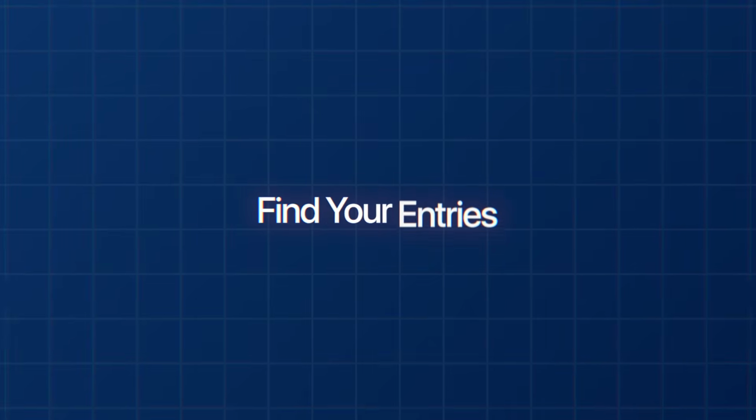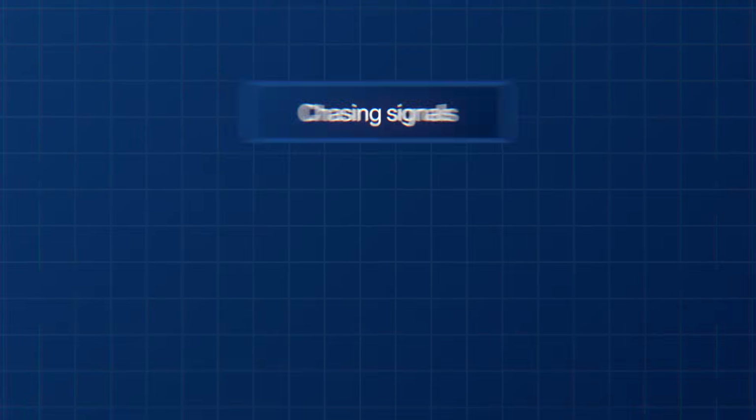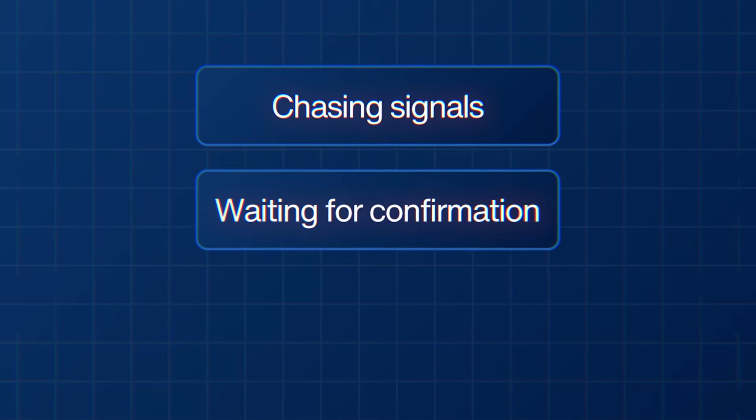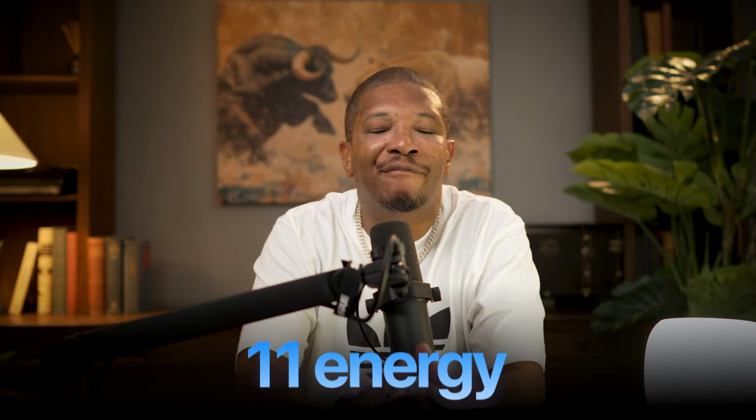Step 3, let's talk about entries, because this is where most traders really get lost. They're chasing signals, waiting for confirmation, stacking indicators. By the time everything lines up, that move is over. This numerology approach works way different. The focus here is on timing, specifically the presence of 11 energy.